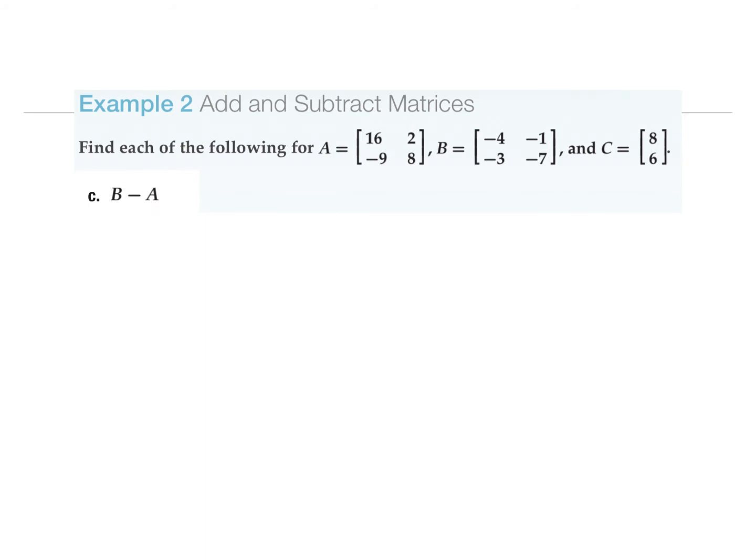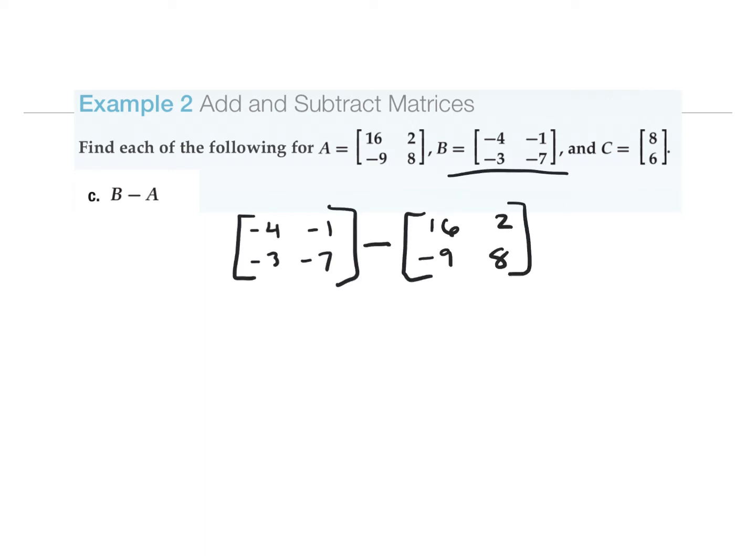All right, and then next one, we have B minus A. So just make sure you write the B first and then the A. So this is -4, -3, -1, -7, and minus matrix A, which is 16, 2, -9, and 8. So we're subtracting. So again, you have to keep the same position when subtracting. So upper left-hand corner gets subtracted to the upper left-hand corner. So negative 4 minus 16. Next, we have upper right-hand corner, upper right-hand corner. Negative 1 minus 2.